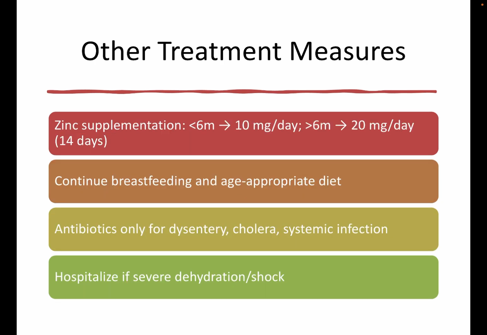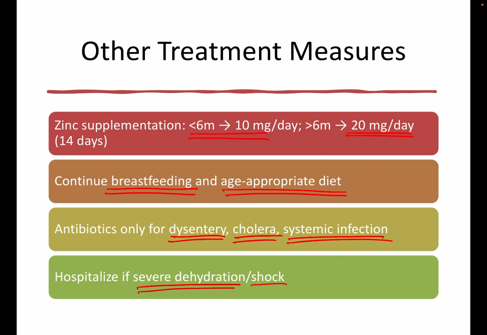So, the other treatment measures include zinc supplementation in syrup form: for children less than 6 months, 10 mg per day; for more than 6 months, 20 mg per day for 14 days. They are supposed to continue breastfeeding, and an age-appropriate diet can be given. Antibiotics only if dysentery or cholera or any systemic infection is suspected. Hospitalization only in severe dehydration and shock.